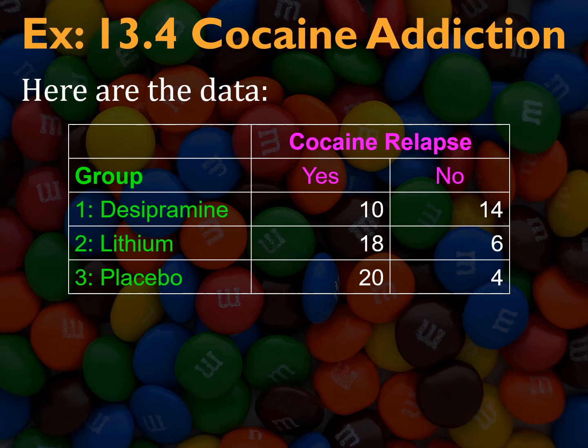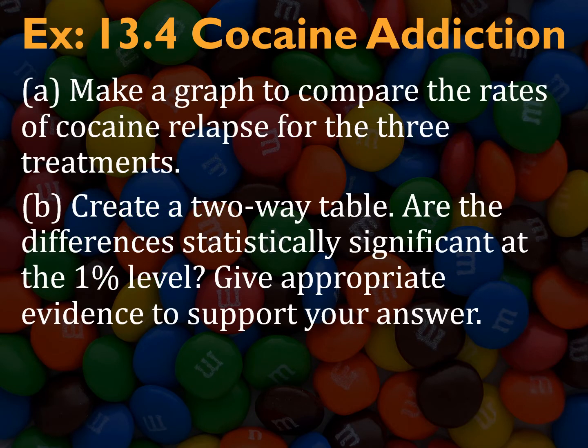So here are the data. You see the groups, and you see how many in each group relapsed. So the 2 steps are to make a graph and then create a 2-way table and do a significance test at the 1% level using evidence. That's basically asking you to do a significance test and showing all the steps.